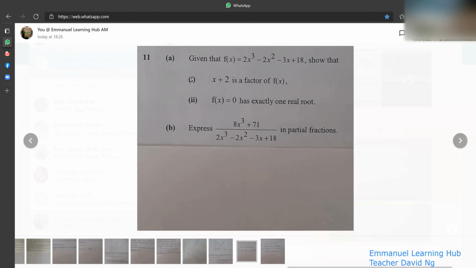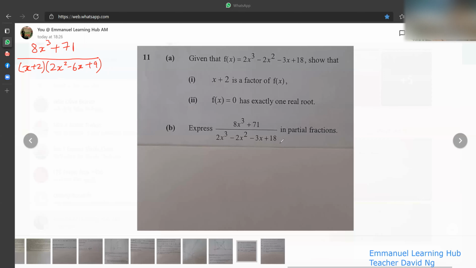So you'll end up with 8x cubed plus 71 over, you should have, x plus 2 then 2x squared minus 6x plus 9. You should have this fellow here. Then start with this.